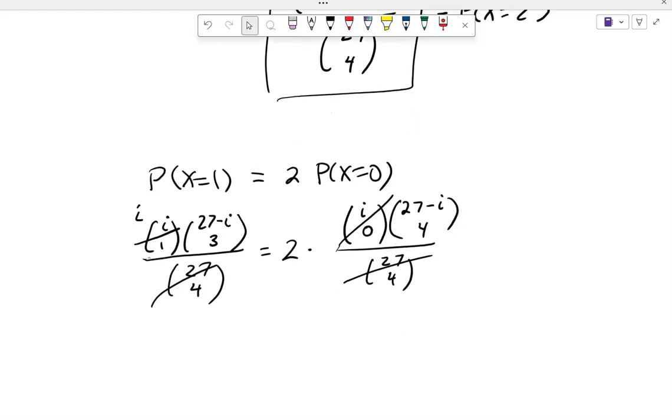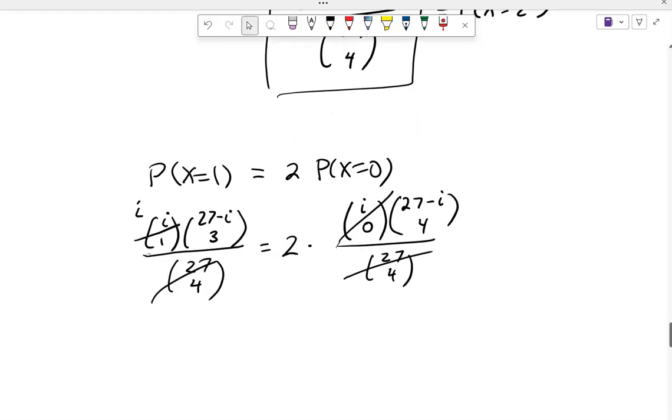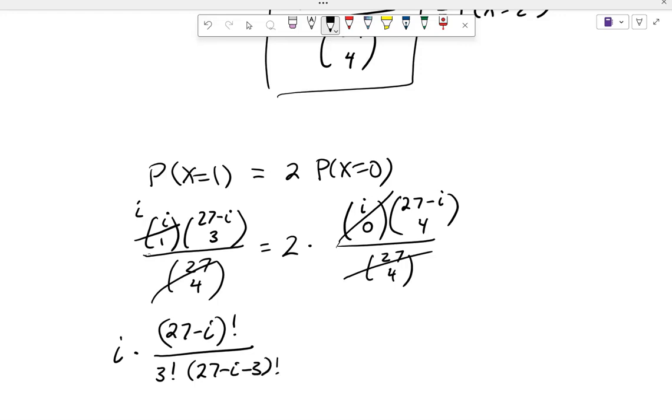Okay, so now let's use our formula. Remember that the formula for n choose r is n factorial over r factorial times n minus r factorial. That's our formula. So I'm just applying that formula to both sides here.